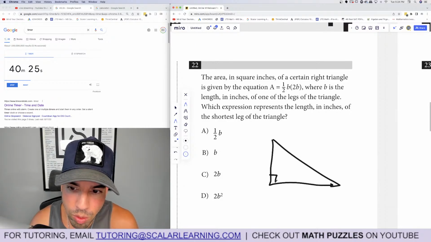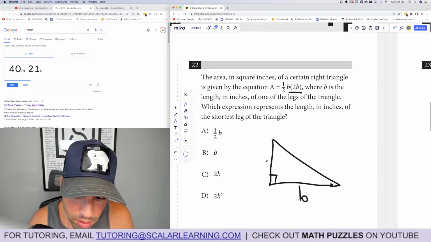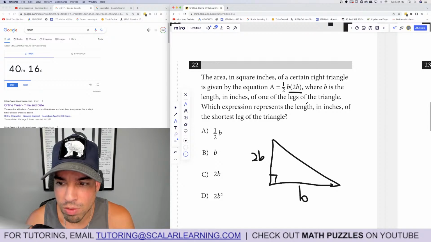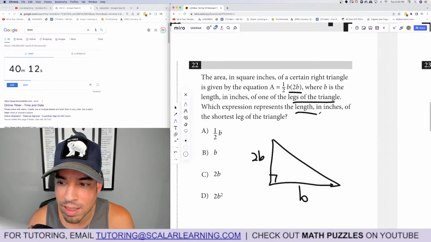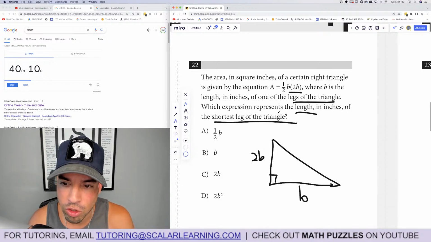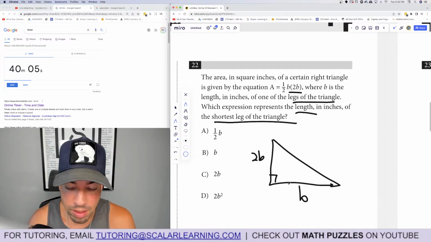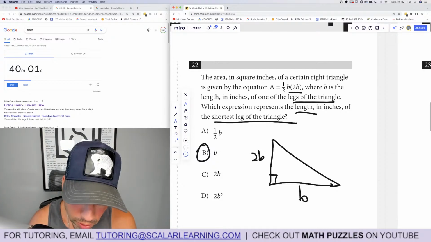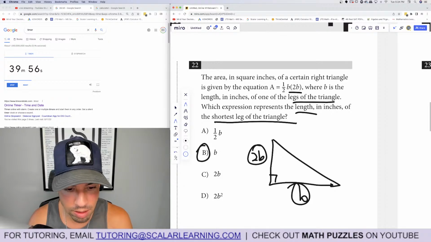22. The area in square inches of a certain right triangle is given by this equation, where it's 1/2 base, and then I guess this is our height, which would be 2b, I suppose, where b is the length in inches of one of the legs of the triangle. Obviously, it's not drawn to scale. Which expression represents the length in inches of the shortest leg of the triangle? Well, it's b. That's it. Because b is shorter than 2b, right? So it's 1/2 base times height. And even though I drew it not to scale, you can see this obviously is double that. So shortest leg is b.